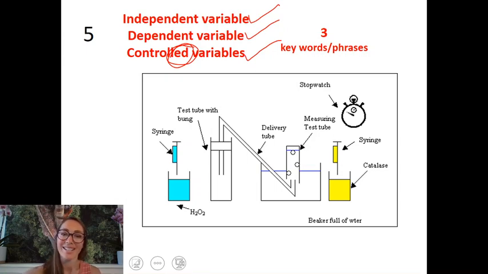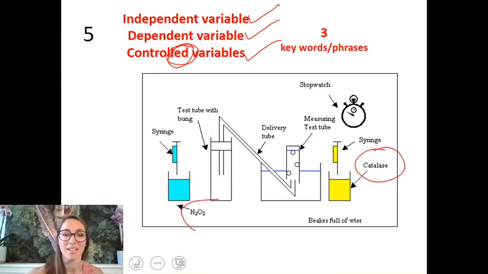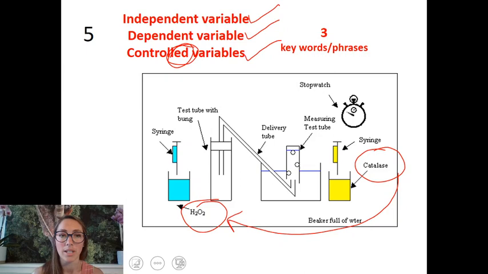So here you guys might recognise that we used similar equipment when we did the enzyme practicals. So we used catalase, the enzyme, and catalase breaks down hydrogen peroxide into water and also oxygen.